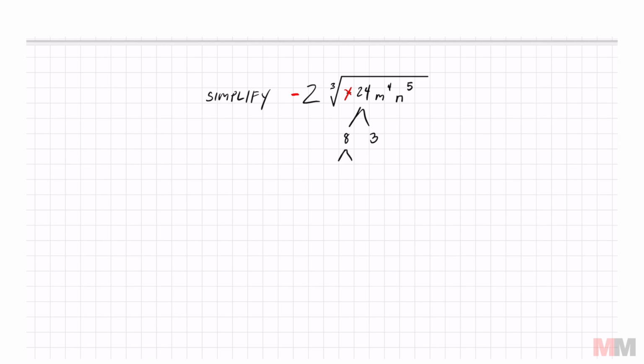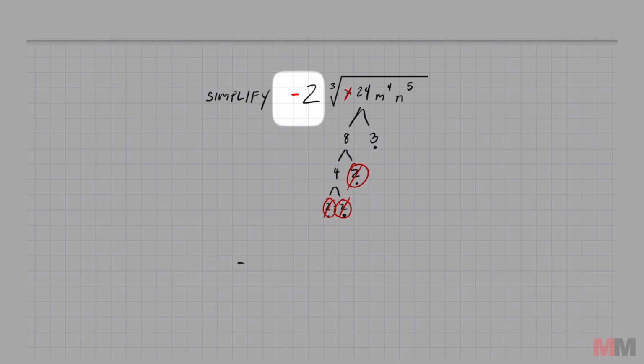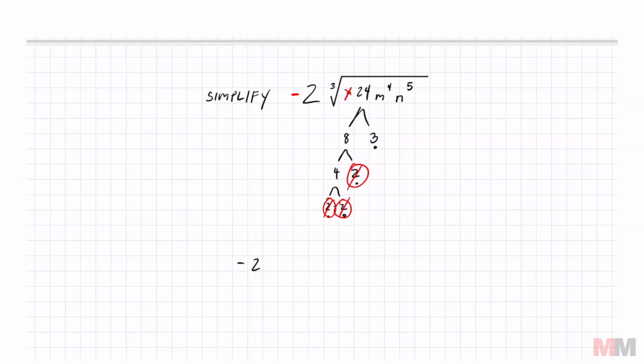And break down 8 again, because this one's prime. 8 can break down to 4 times 2. 4 can break down to 2 times 2, and these are all prime right here. As you can see, we got another group of 3 of 2's, so I can take that outside. So let's start rewriting stuff. The negative 2 was out there originally. Then we took out another 2 because I had 3 of a kind right here, right? So the only thing left in the cube root as a number is 3.